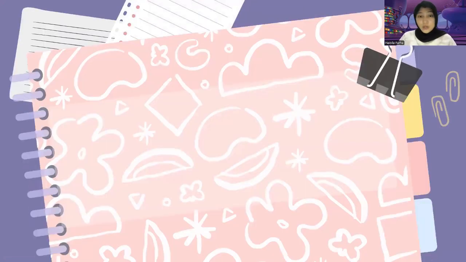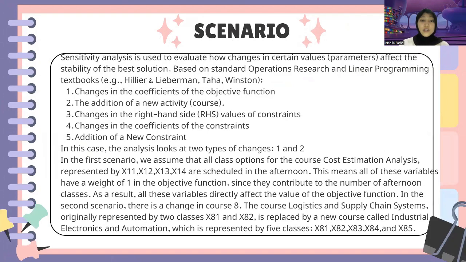And after that, we use the sensitivity analysis here. The sensitivity analysis is used to evaluate how changes in certain values affect the stability of the best solutions. Based on the books, there are several types of sensitivity analysis. The first one is changes in the coefficient of the objective function. The second is the addition of a new activity. The third is changes in the right-hand side or RHS values of constraints. Fourth, changes in the coefficients of the constraints. And the last is addition of new constraints.